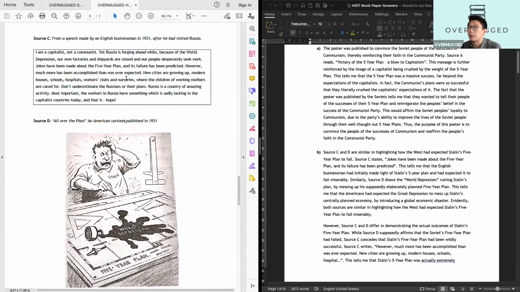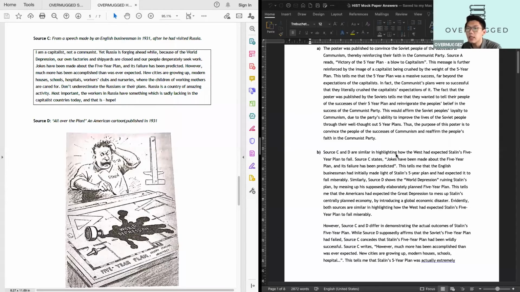That is how you will begin to narrow in on your source and try to figure out what exactly they are similar in. And it is important when you are establishing your first point here, when you're talking about the similarities, to be very specific about how exactly they're similar. So it's not good enough to say that sources C and D have a similar perspective from the West of Stalin's 5-year plan. You must specifically say that the West had expected Stalin's 5-year plan to fail.